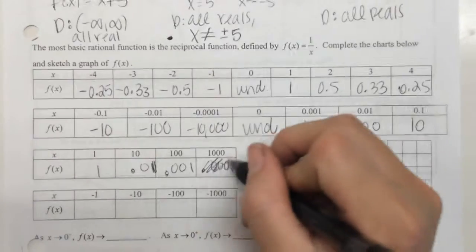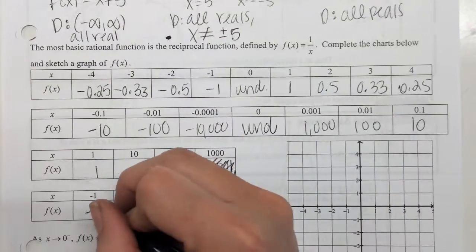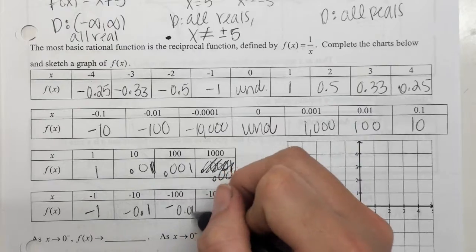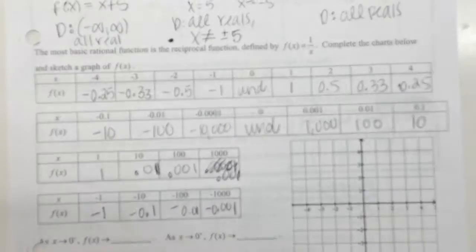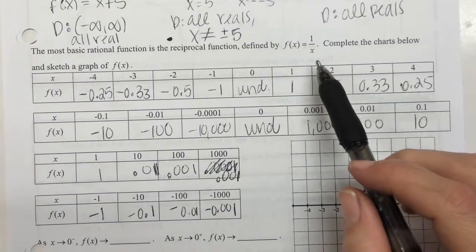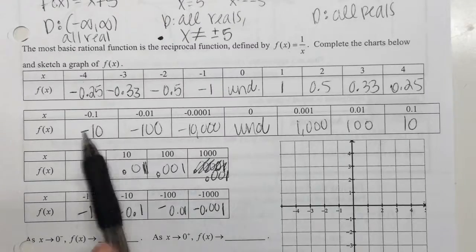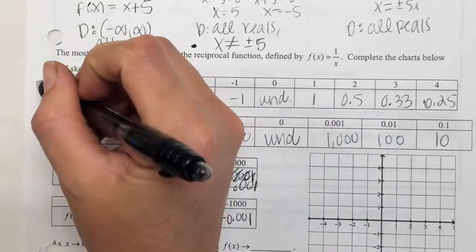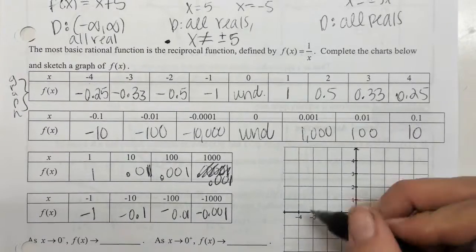Put too many zeros there, sorry. 0.001. So those are all our y values. Again, we just plugged it into the function here. And now I'm going to graph these, but these x values are way too small to graph all of these points. So I'm just going to graph these from this table. And I want you to do the same.